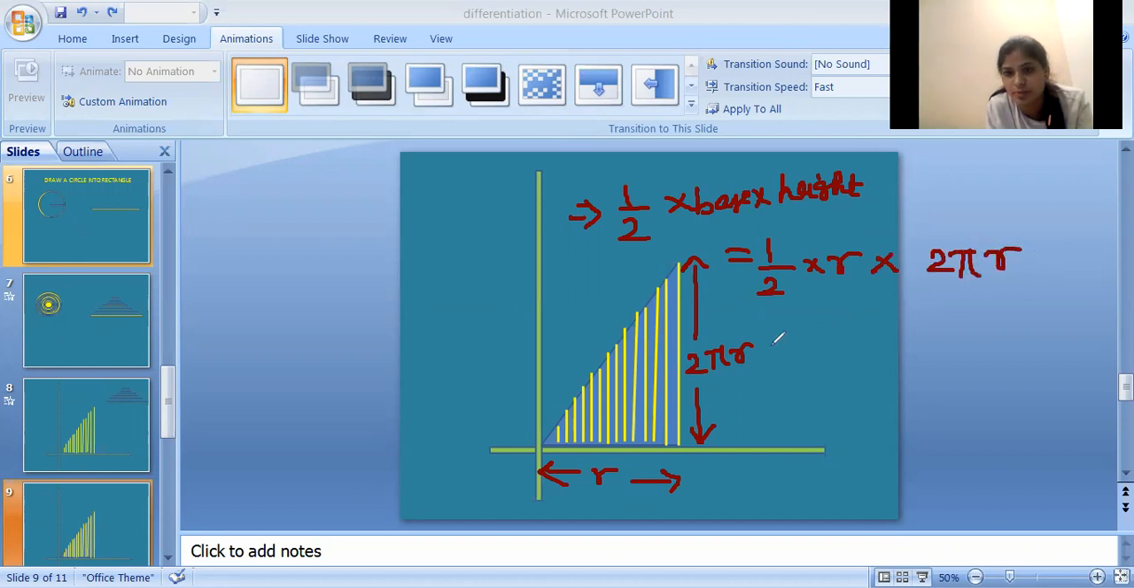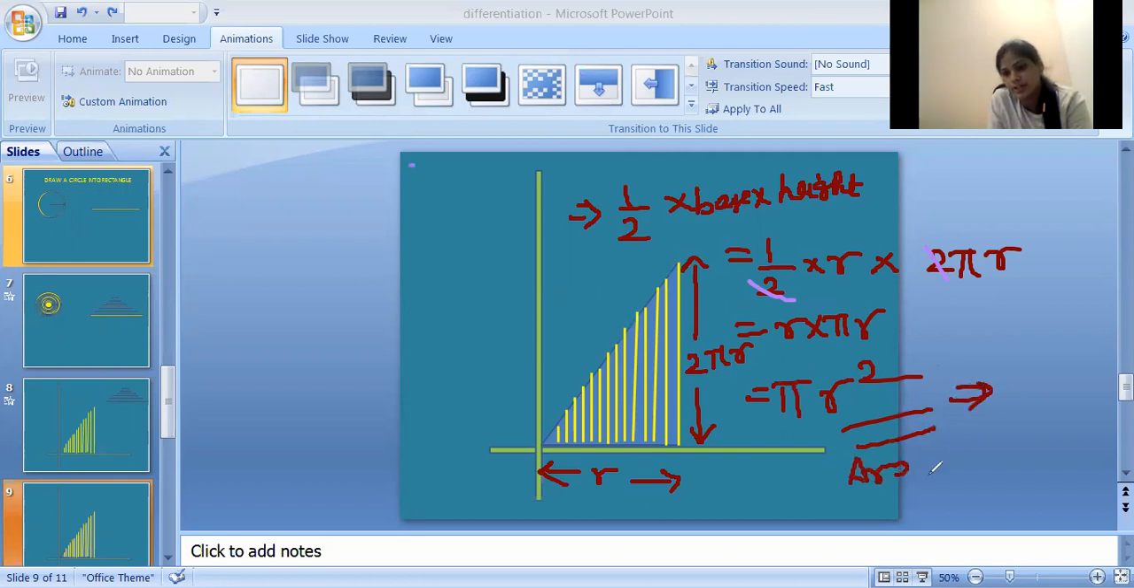So now I'm going to simplify this. This 2 and this 2 can be cancelled out. I'll be left with r and 2r. So r into pi r. The 2 and 2 got cancelled out already. So r into pi r is going to be pi into r square. So we got the result of the area of the circle.